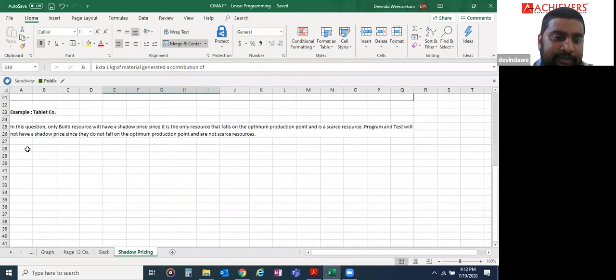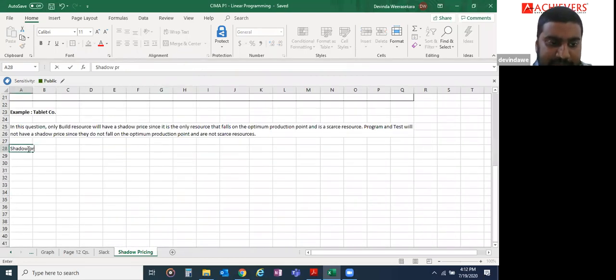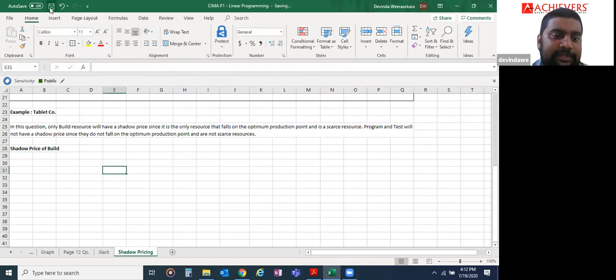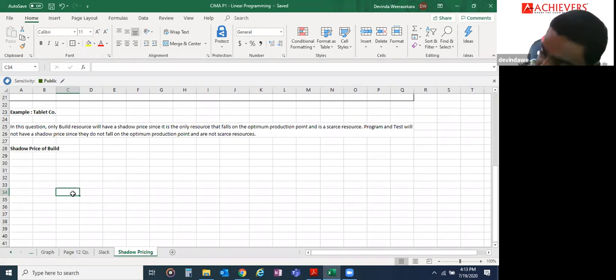Okay, right. So let's calculate the shadow price of build. Now, how do we calculate the shadow price of a resource? Shadow price is how much extra you are willing to pay to buy one more unit of a resource. And how much is that amount? That amount is the additional contribution that one extra unit of a resource will give you.